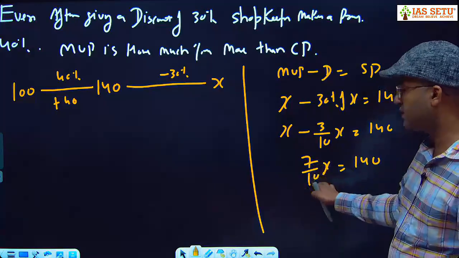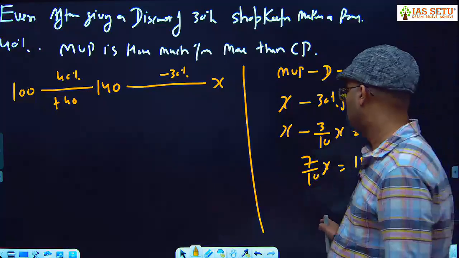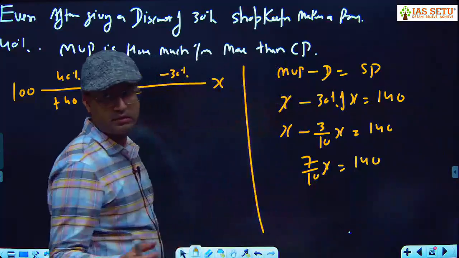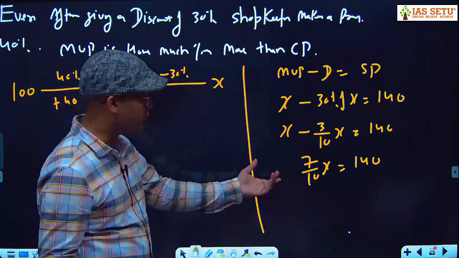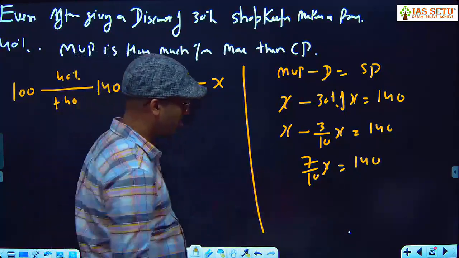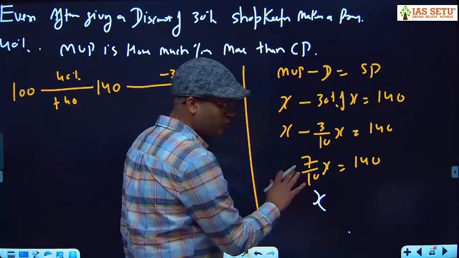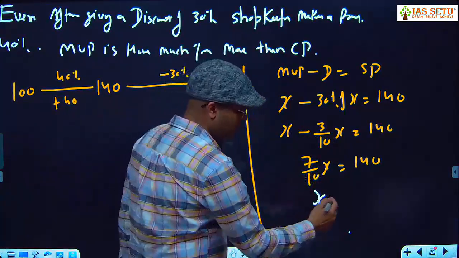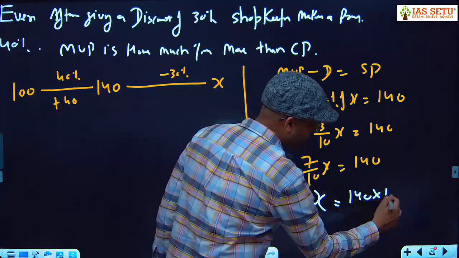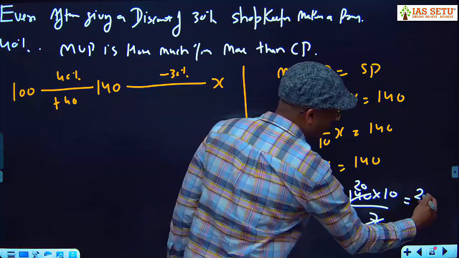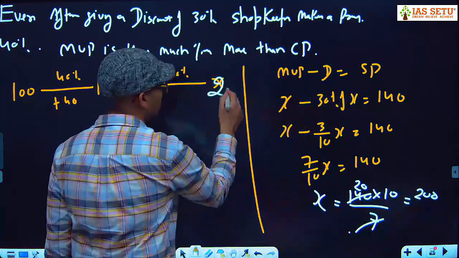अगर आप पूछोगे 7 by 10 कहां से आया, मतलब any one of you like having that response कि how dare you return directly 7 by 10 x, मतलब ऐसा कोई है तो नहीं अभी? Is it okay? x minus 3 by 10 x is 7 by 10 x. x की वैल्यू आ जाएगी 140 into 10 by 7, 7 to the 140, 200. So markup price will be 200.